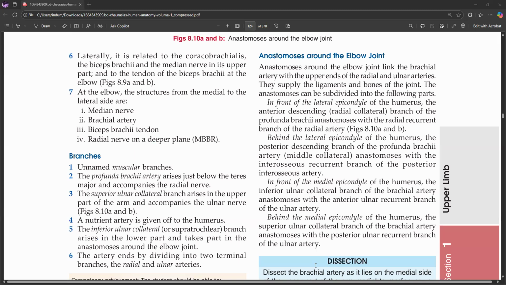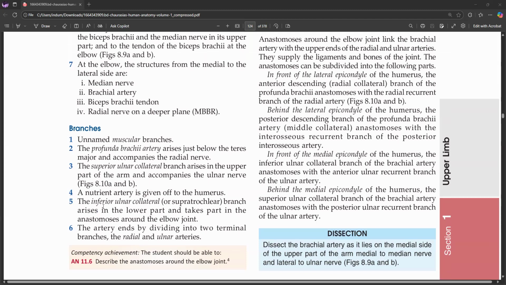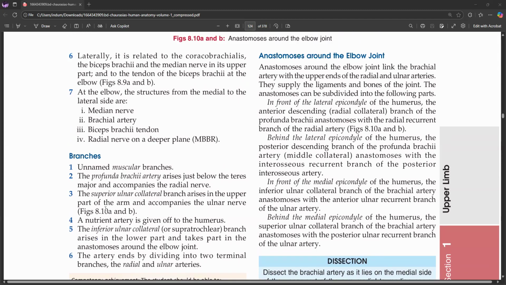Branches. Number 1. Unnamed muscular branches. The profunda brachii artery arises just below the teres major and accompanies the radial nerve. This was point number 2. Then number 3. The superior ulnar collateral branch arises in the upper part of the arm and accompanies the ulnar nerve, figures 8.10a and b. Number 4. A nutrient artery is given off to the humerus.